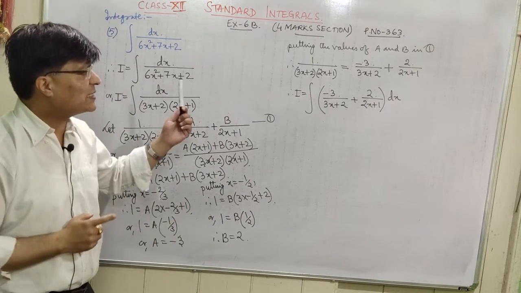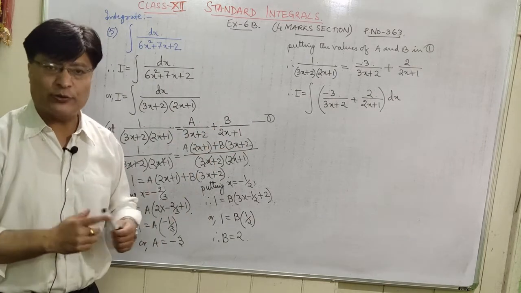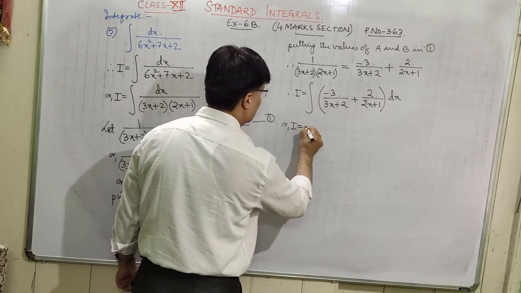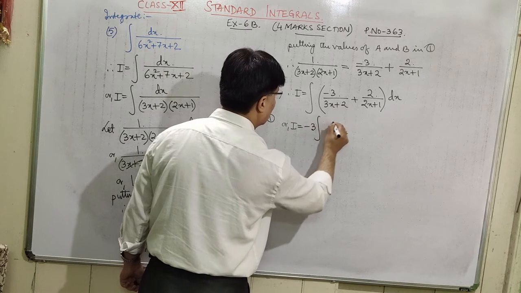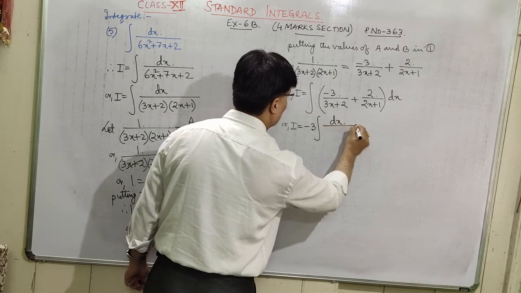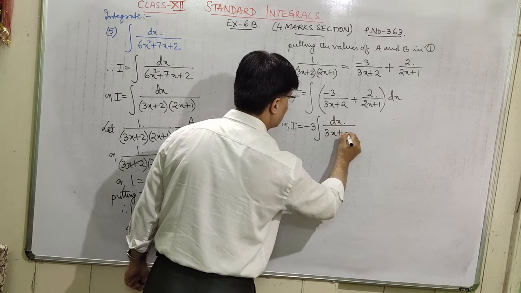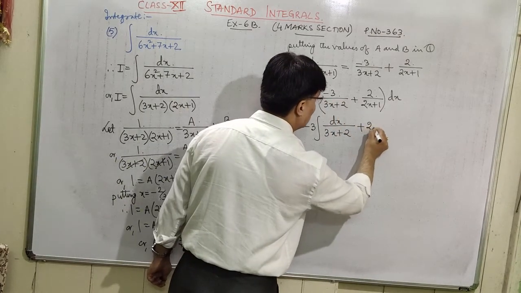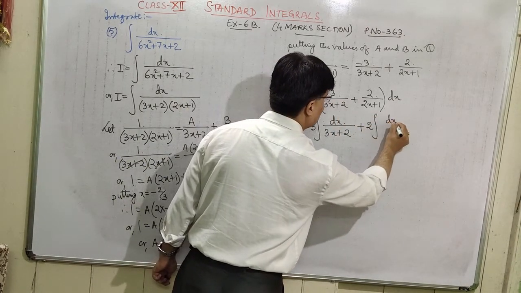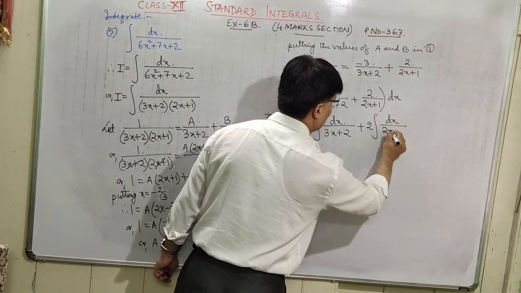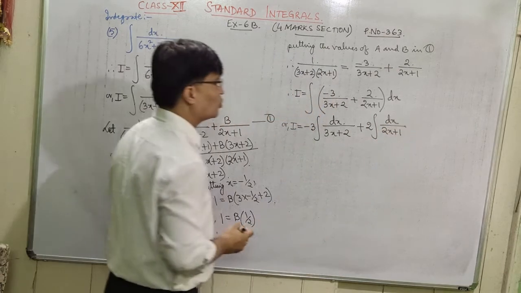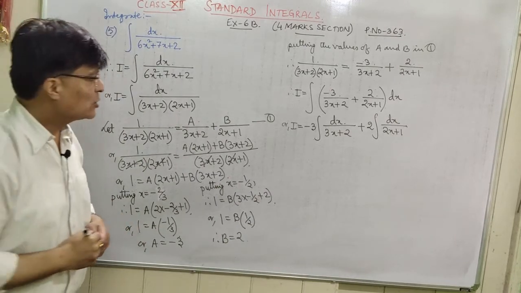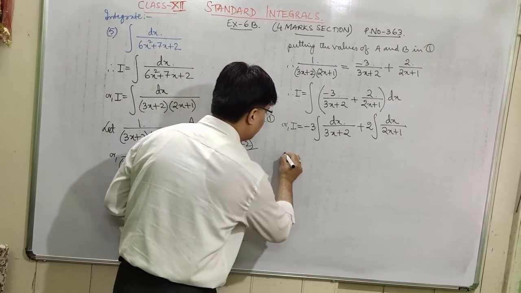Now you can easily separate this integration and then you can integrate it. Okay. So I is equal to minus 3, constant taken outside, integration of dx divided by 3x plus 2, plus again which constant is here? 2. Integral sign, this is dx divided by 2x plus 1. So I think you have understood it. Okay, so now we can easily integrate them.